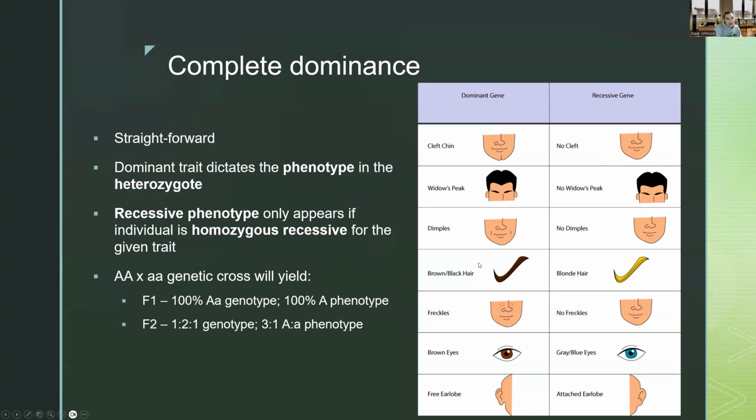Brown hair and black hair are completely dominant over blonde hair. So if you have a black hair gene and a blonde hair gene, you're going to have black hair. Okay. Freckles are a dominant gene. So if you have one allele that says you're going to have freckles, you're going to have freckles. Brown eyes are dominant over blue eyes.